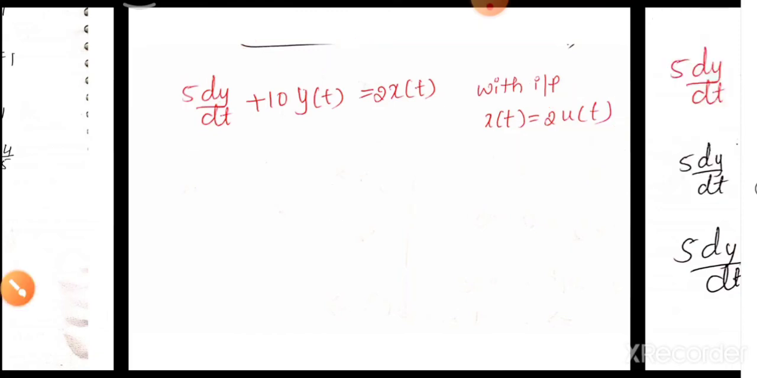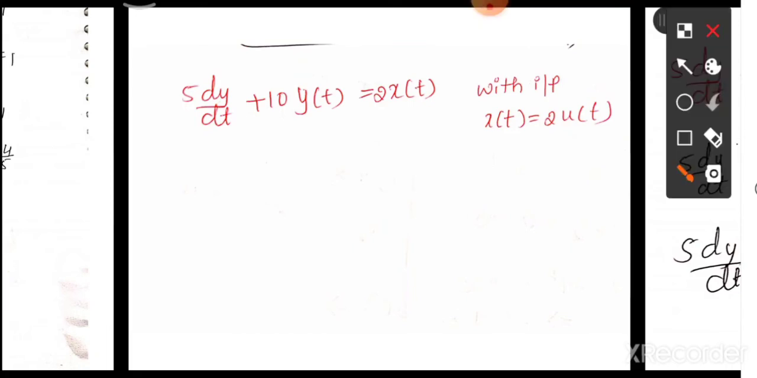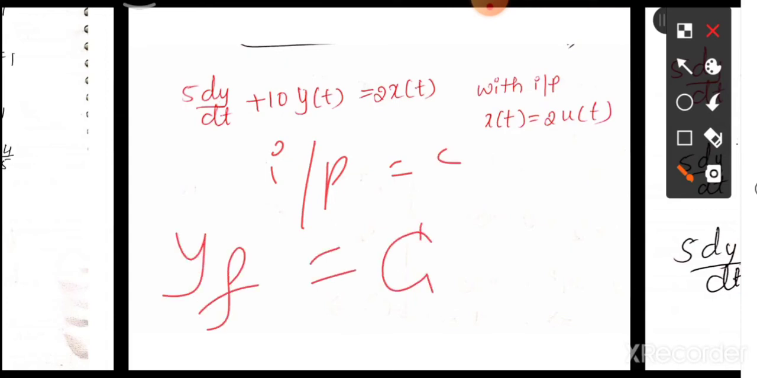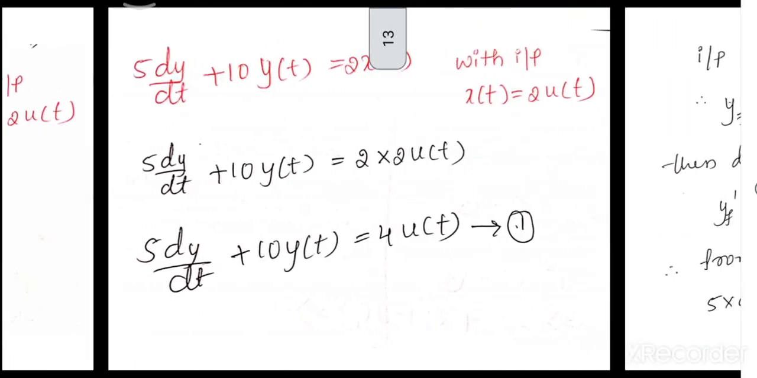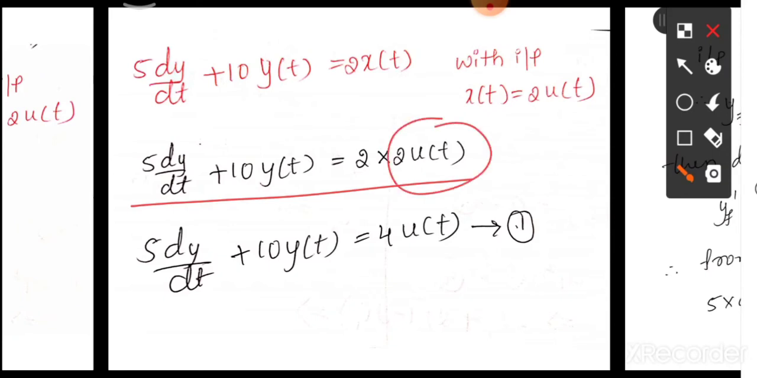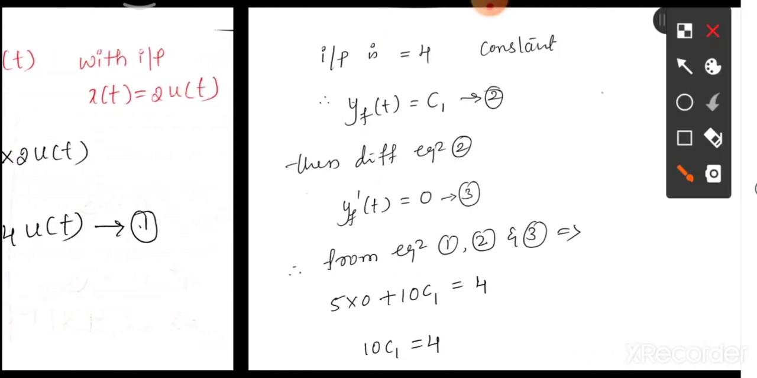Then what we have to do is, if a constant term is there, okay, if input is a constant, then forced response will be one constant, that is c. Okay, that we have to calculate. yf of t we know, then differentiate this equation, will be 0. Substitute these two equations in this and then calculate what might be the values. Okay, the same way, right? So this is 2u of t we have taken. Just say input will be, it is actually 2, because input is 2u of t. So input will be 2 constant.